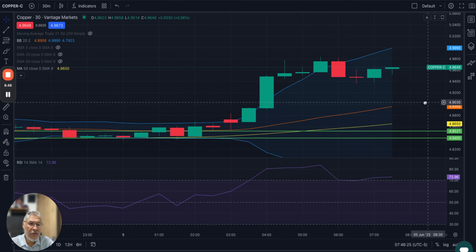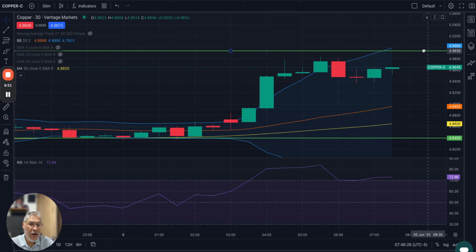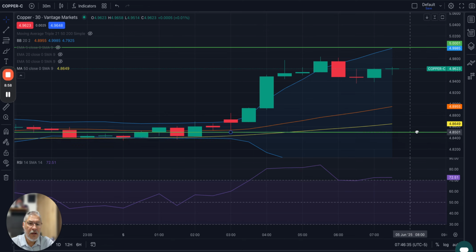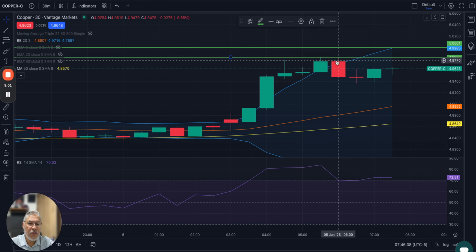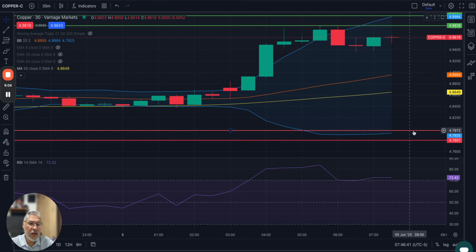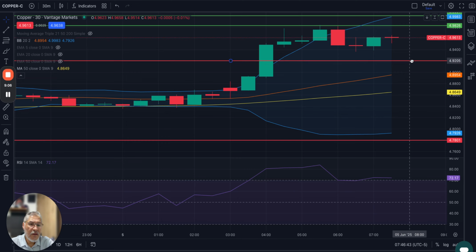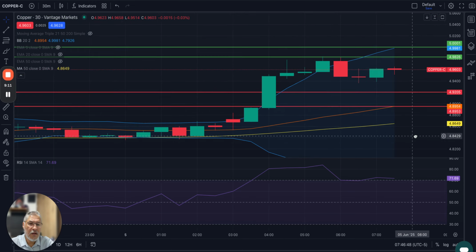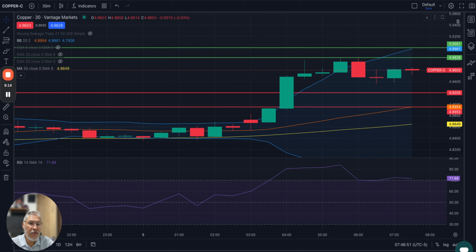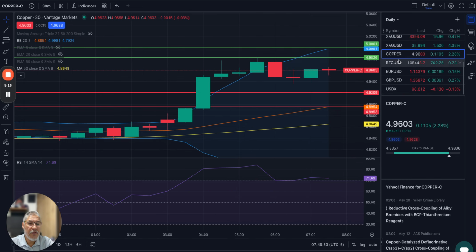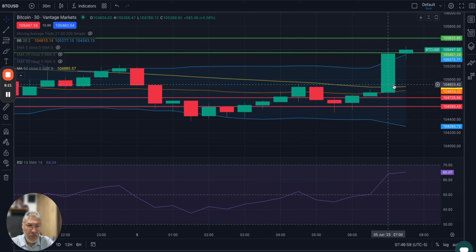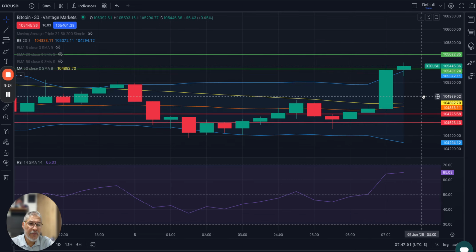Copper, hey, $5 for copper is basically where the upper boundary band is heading towards. So let's use that. I'm gonna use these swing highs here with the wicks as a possible level of resistance, 4.92, and then the medium. So nice move to the upside, $5 copper. Bitcoin has another parabolic movement to the upside.